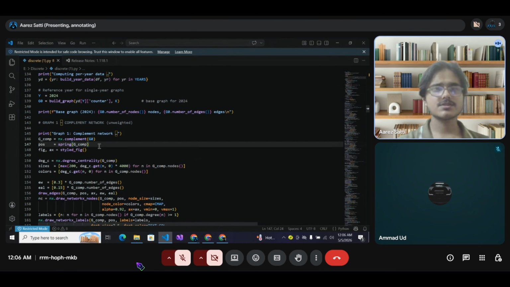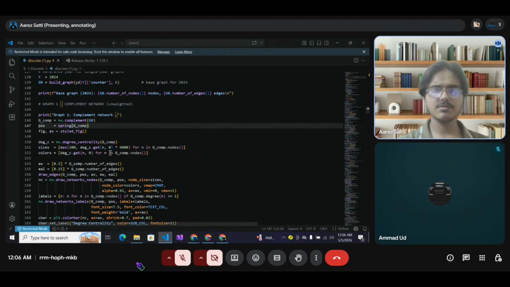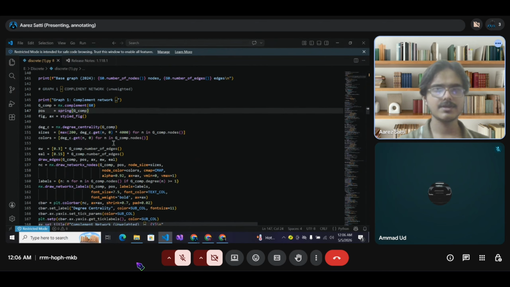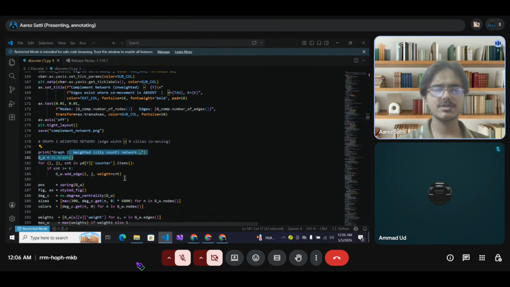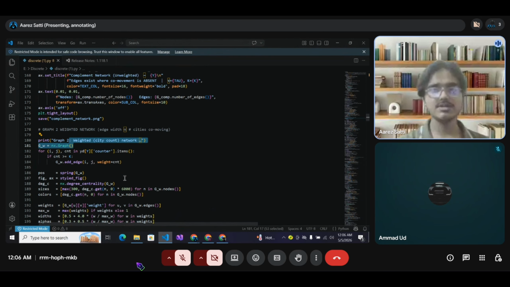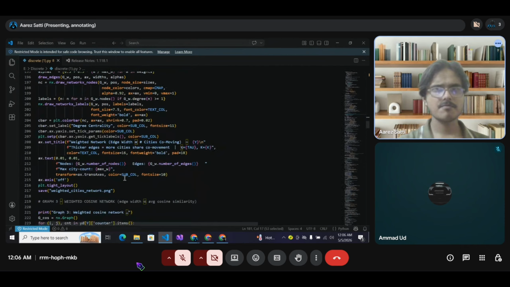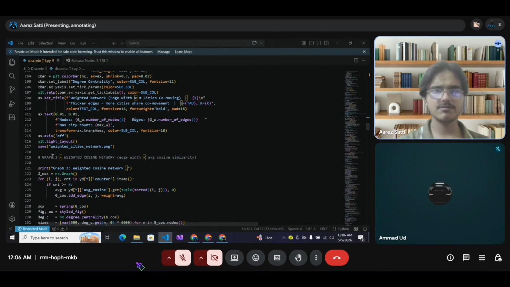Moving over to the graphs, graph 1 is a complement network and shows items that do not move together. The next graph is the weighted network, and its edge width is equal to the number of cities, so if the edge is thicker, we have stronger agreement across the cities. The third graph is the weighted cosine network, with edges showing average similarity. It shows the strength of the relationship.